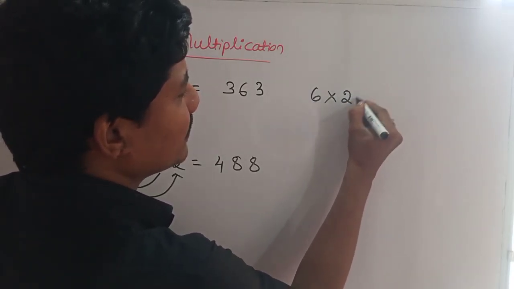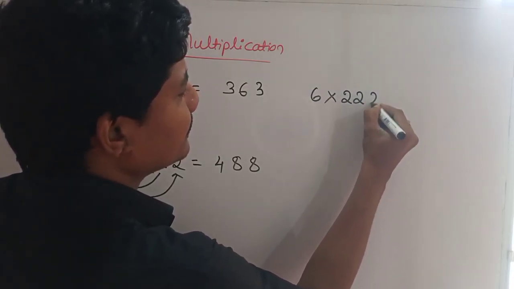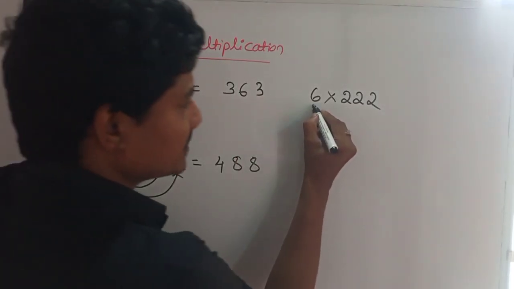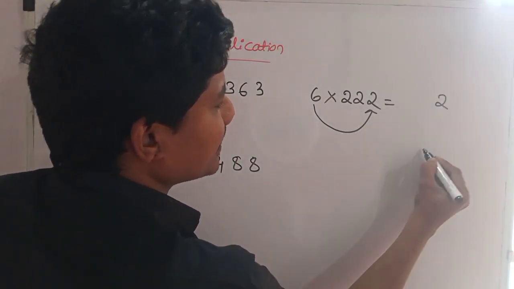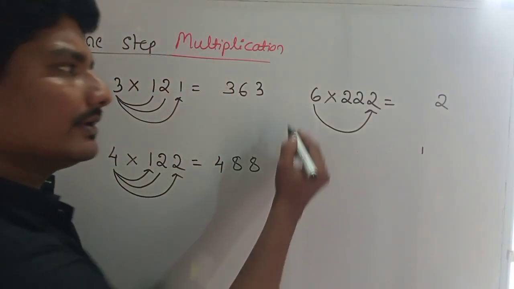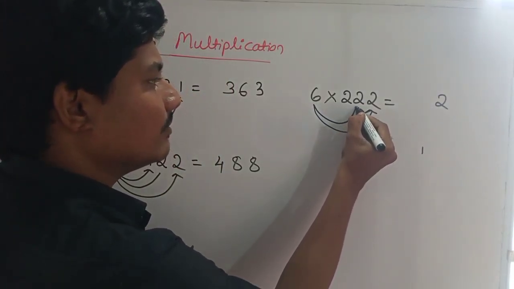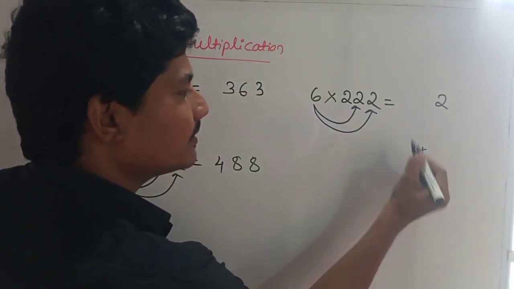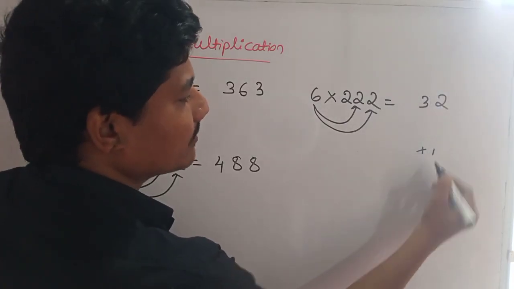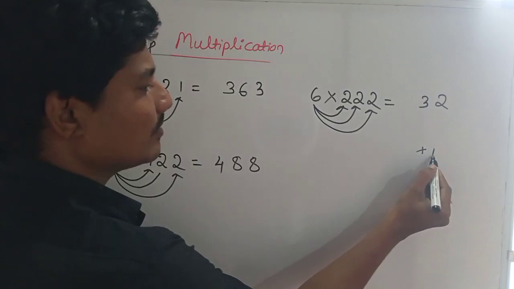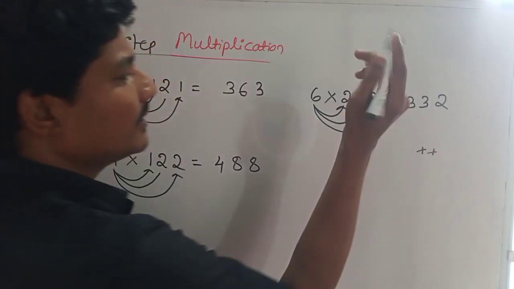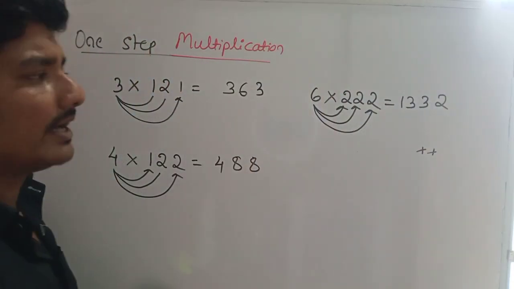6 into 222. 6 2s are 12. Carry 1. Again 6 2s are 12. 12 plus 1, 13. Carry 1 again. 6 2s are 12. 12 plus 1, 13. 1332 is the answer.